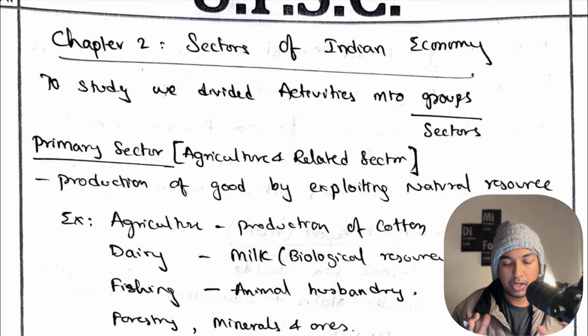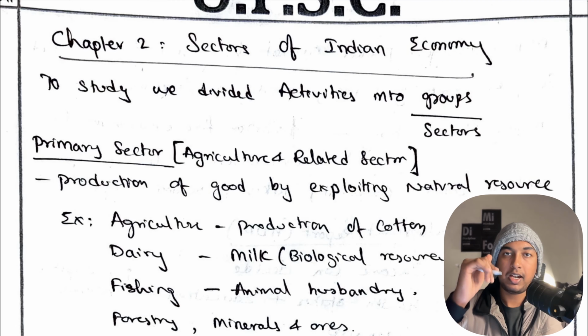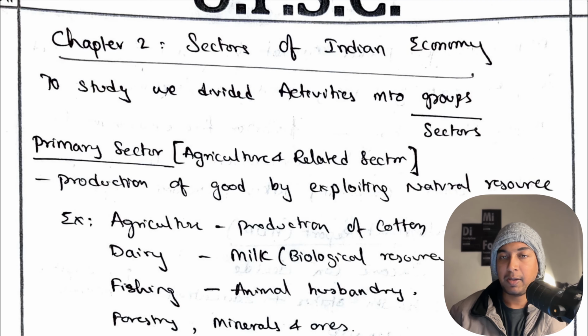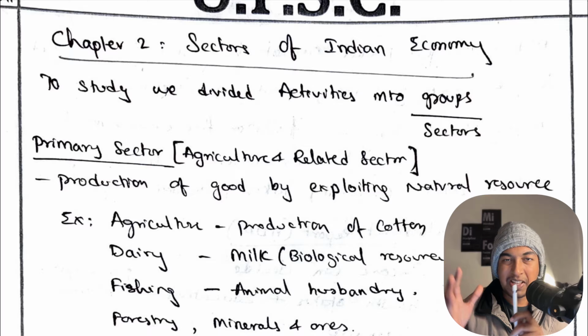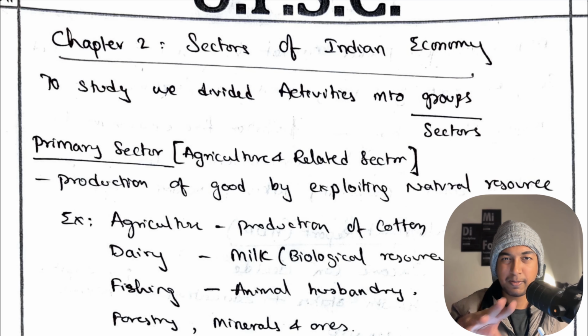A sector is nothing but multiple activities bunched into one group. For example, if I take the production of this Apple Pencil, Apple Pencils can be bunched into one sector. Then Apple iPads can be bunched into one sector, iPhones into one sector, laptops into one sector. I hope you understood the concept behind the meaning of a sector. They are nothing but groups, right?